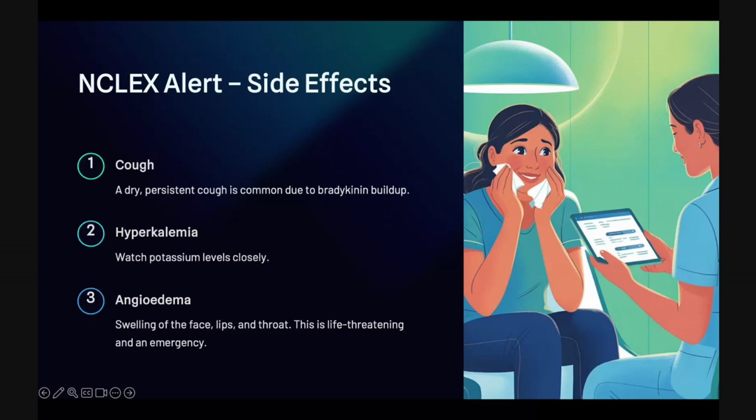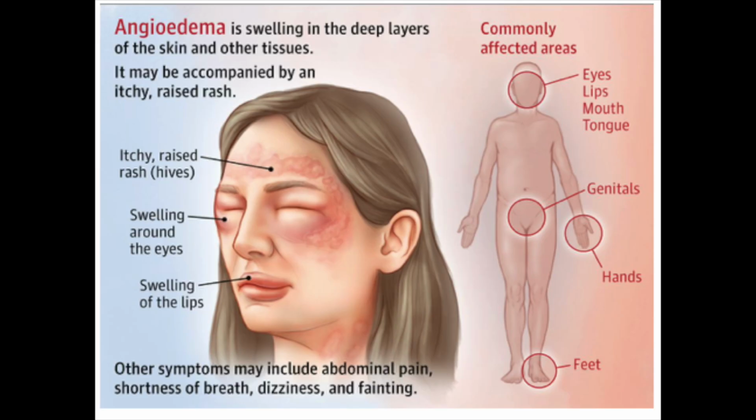So watch potassium levels closely, because in renal failure, potassium excretion is not adequate. Angioedema is swelling of the face, lips, and throat. This is a life-threatening emergency. You do want to monitor for that.